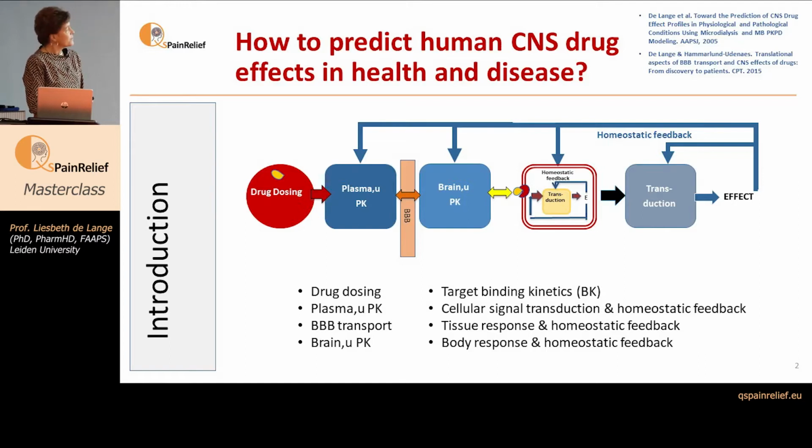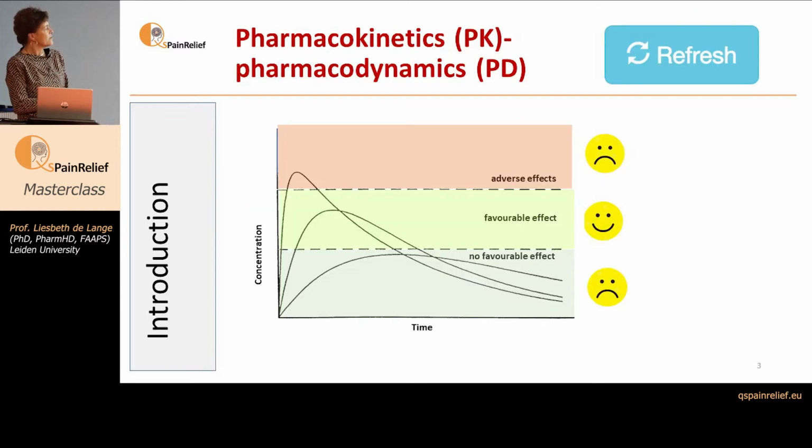But first, for those who are not so much into pharmacokinetics and pharmacodynamics, just in short, we can have a concentration as a function of time. We can have different profiles. And the best profile is, of course, the one that is mostly in the area of concentrations where we do have the favorable effect. If it's too low, we do not have any effect. If it's too high, we have more side effects and adverse effects. So we need pharmacokinetics in order to get to the best pharmacodynamics.